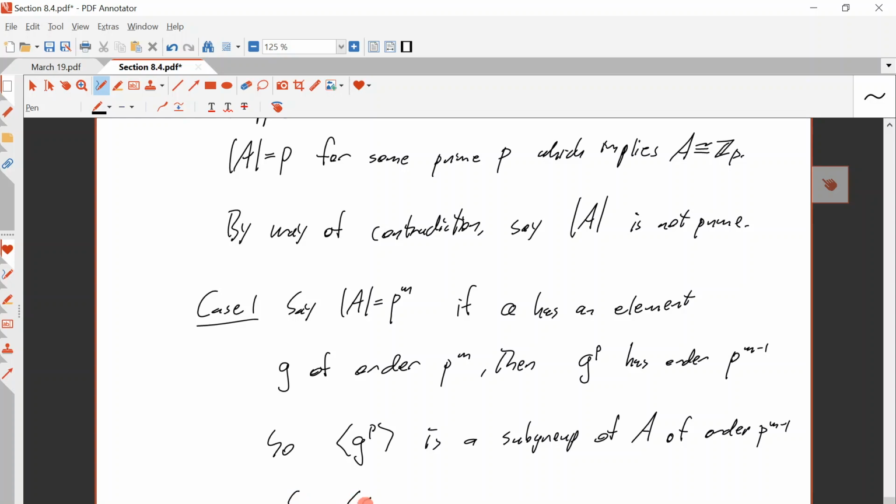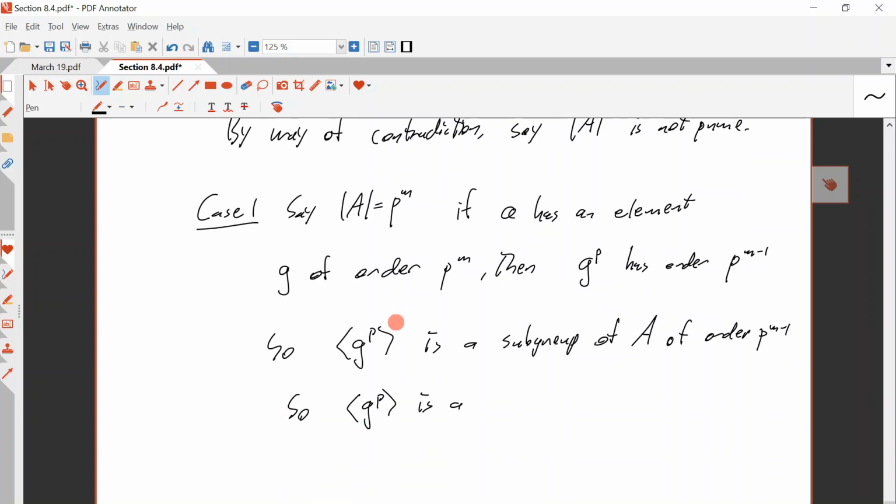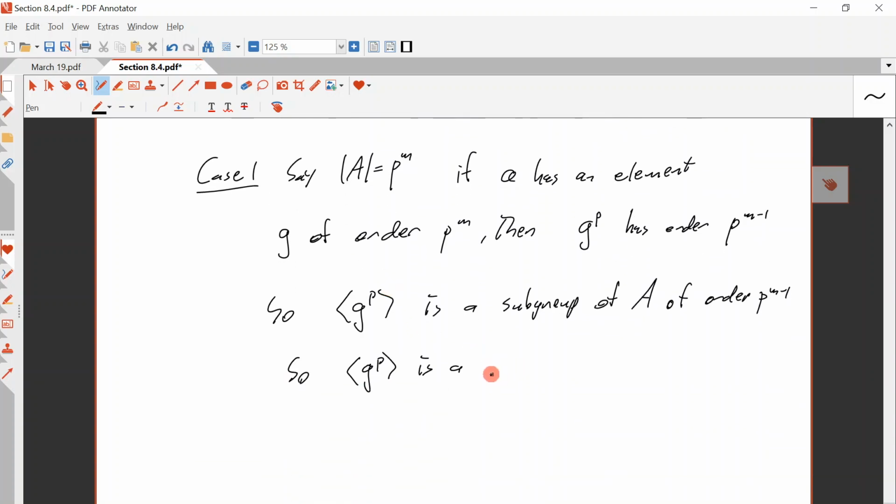So g to the p is a non-trivial normal subgroup. Right? Every subgroup of an abelian group is normal. So all we need is some non-trivial subgroup. So that's what we got there.